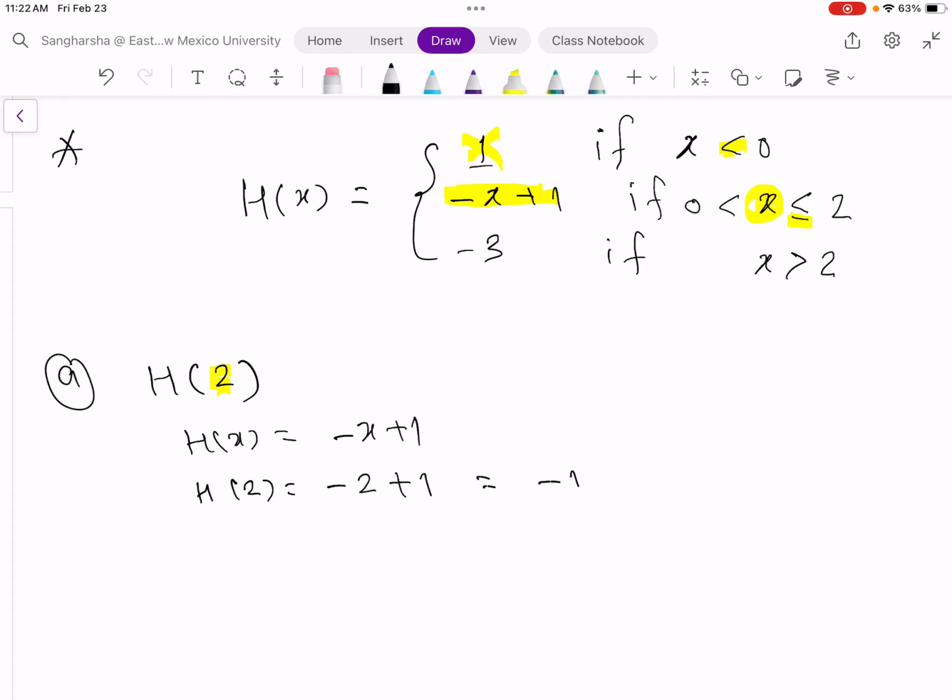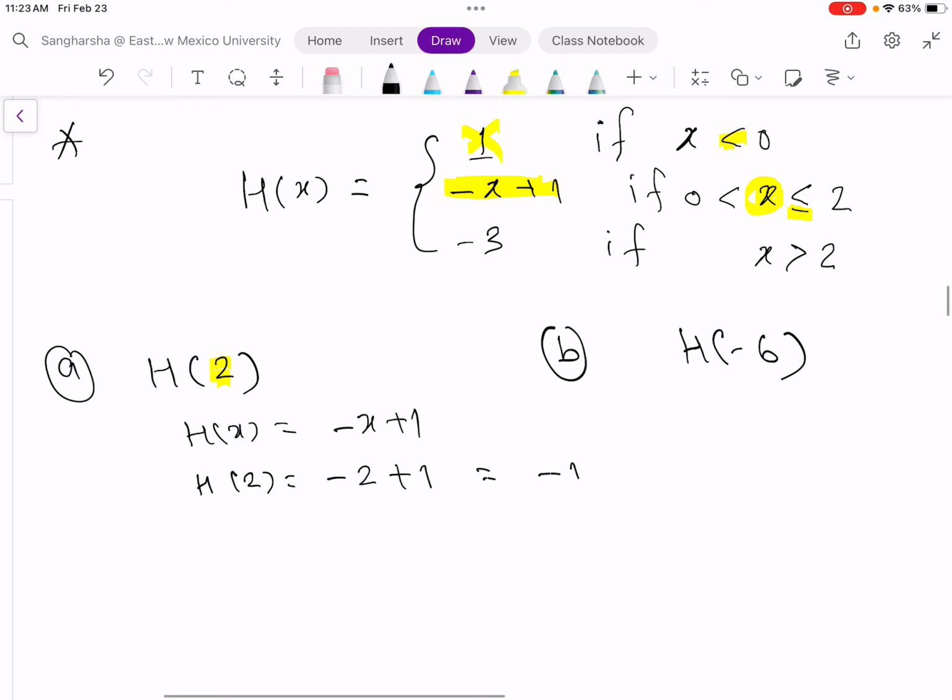Okay, next, let's find h of negative 6. So what is h of negative 6? So where do we find this negative 6? Is our negative 6 greater than 2? Is negative 6 between 0 and 2, or less than 2?